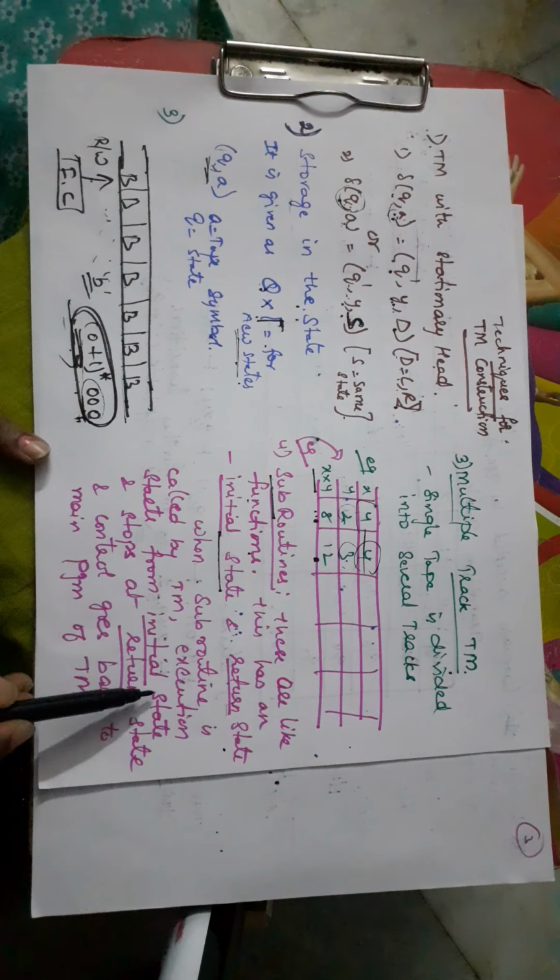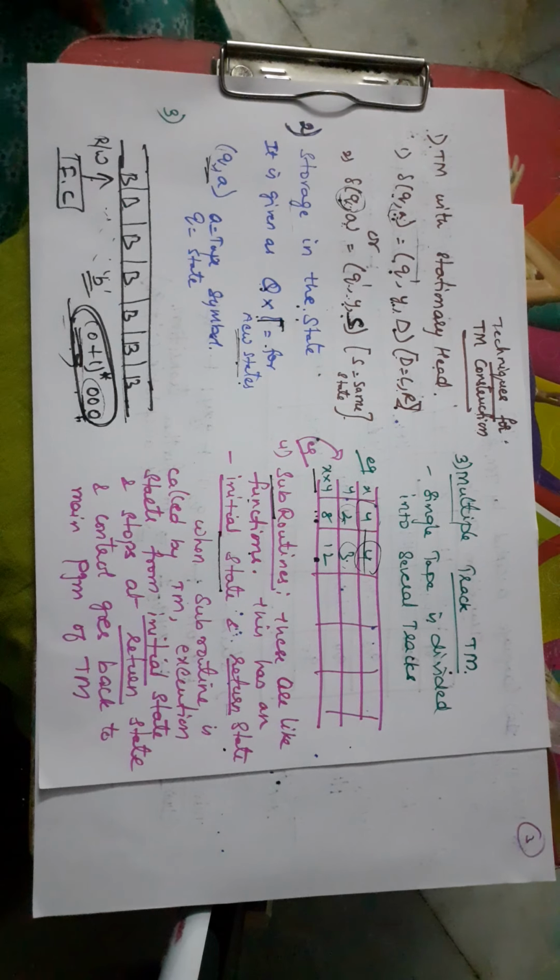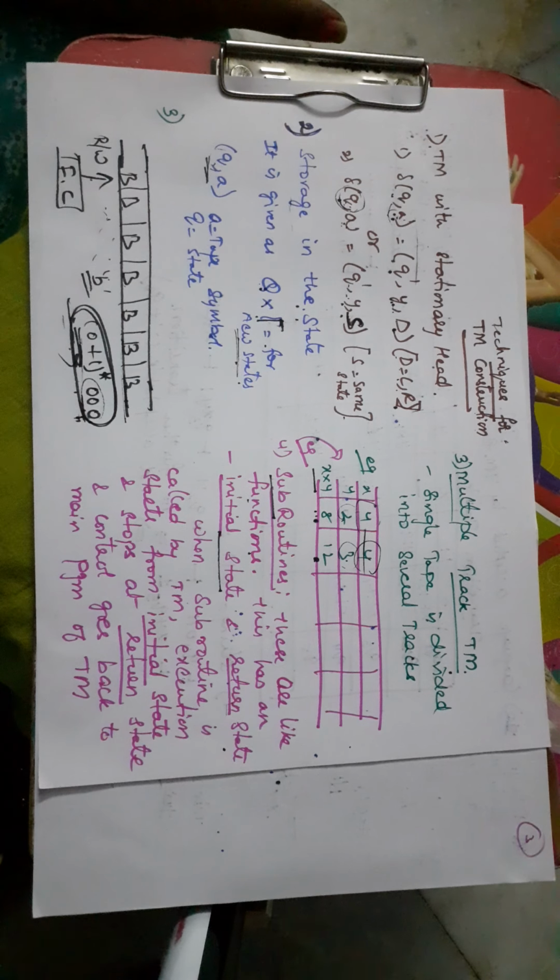Now, what is this initial state? Whenever you want to execute a particular problem again and again, we go to that particular state where that function is starting, and that is called the initial state. From the initial state the total calculation is carried out through a group of states, and at the final state, once the calculation is completed or once the function is completed, that final state is called the return state. The Turing machine will enter into that return state.